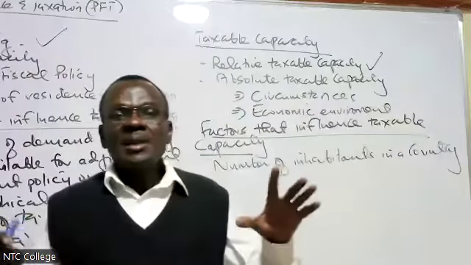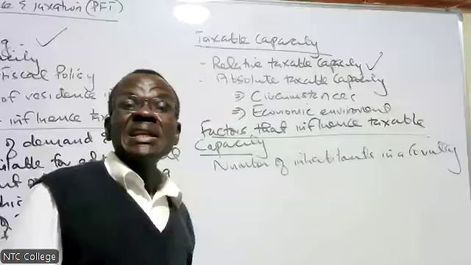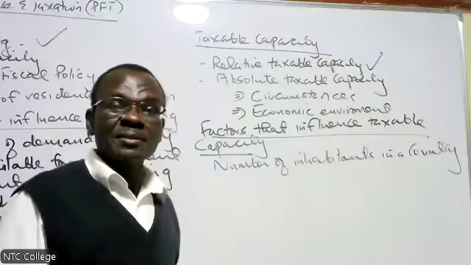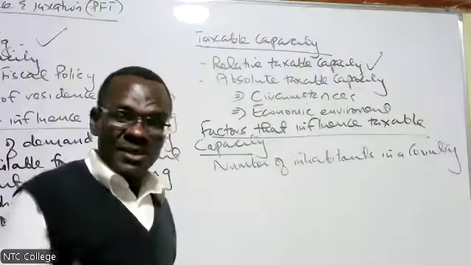So what's this argument about numbers? Numbers have an influence on how much revenue the government can collect. In countries that have bigger numbers, the taxable capacity is higher.